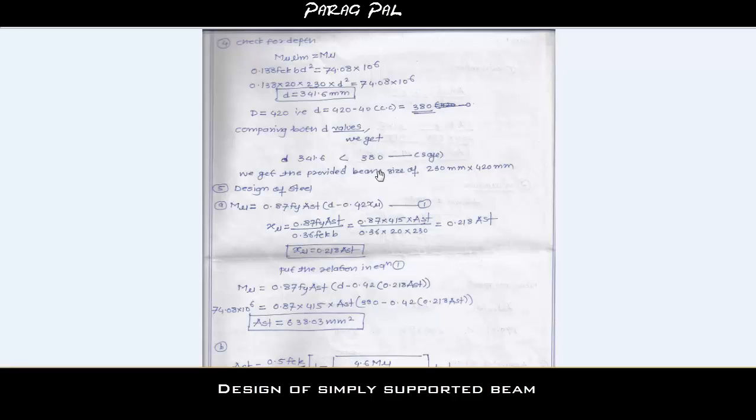This value is same. So we provide the beam size as 230 mm by 420, B by D. Now my next step is to determine the design of steel. This relation is also given in that table. Xu, you have to calculate this. Xu gives the relation in the form of Ast.